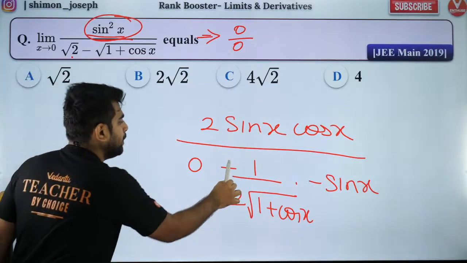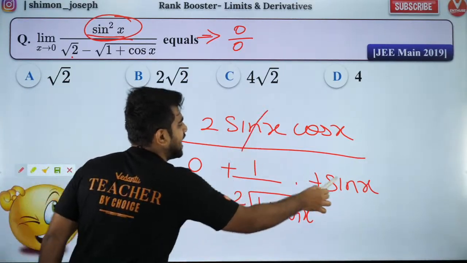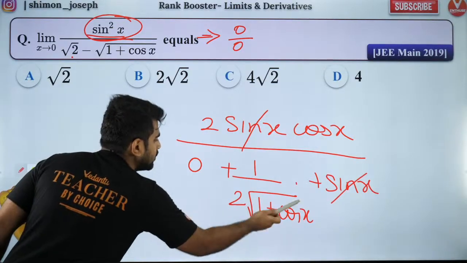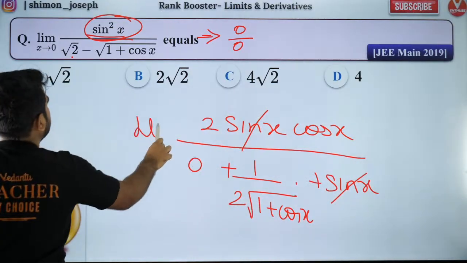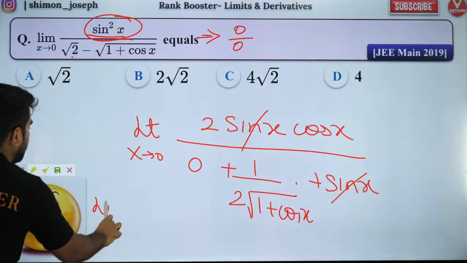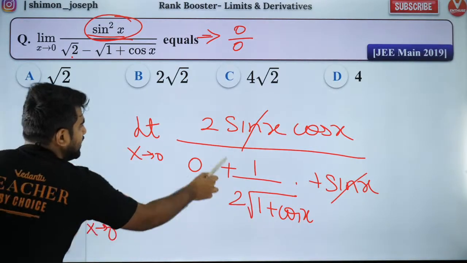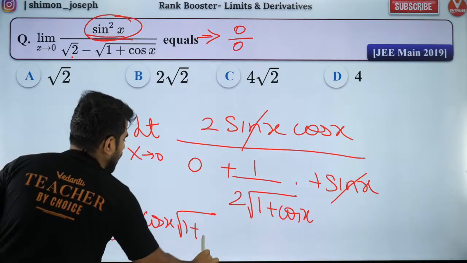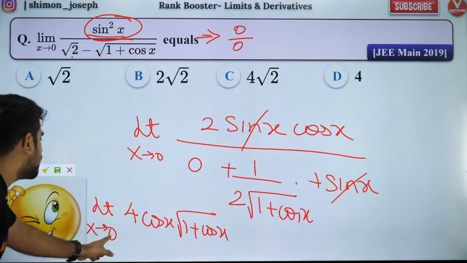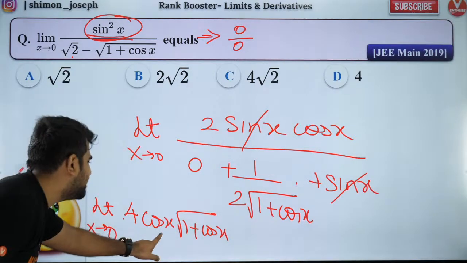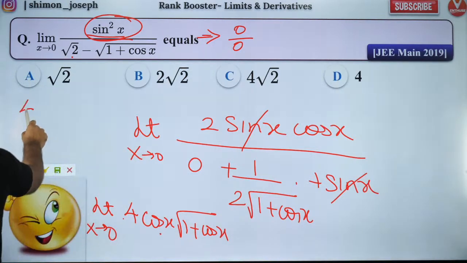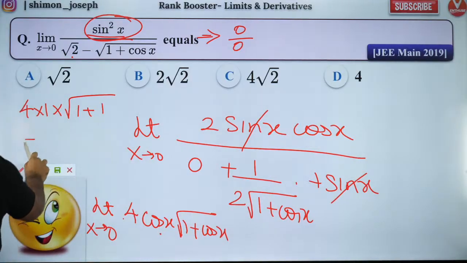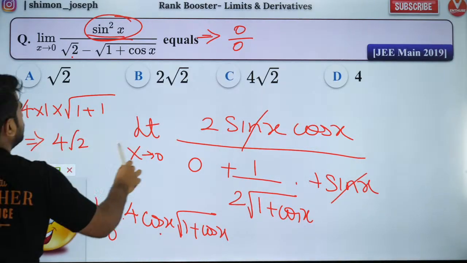Now minus and minus will cancel out. Sin x will cancel out. If I take the 2 root 1 plus cos x to the numerator, this question will now become limit x tending to 0, 2 into 2 will become 4, so it will become 4 cos x into root of 1 plus cos x. Now substitute directly. If I substitute 0, I'll get 4 into cos 0, which is 1. So it will be 4 into 1 into root of 1 plus cos 0, which is 1 plus 1. So the answer is 4 root 2, which is your option C.